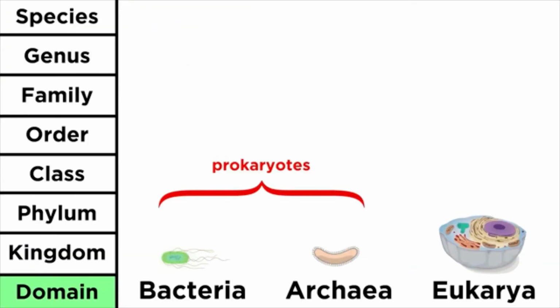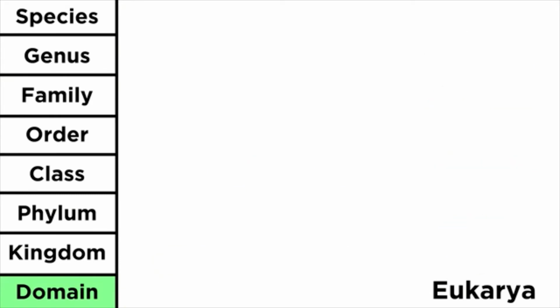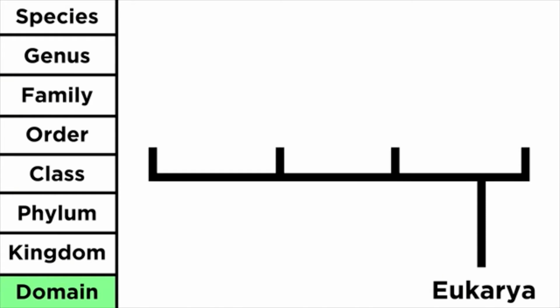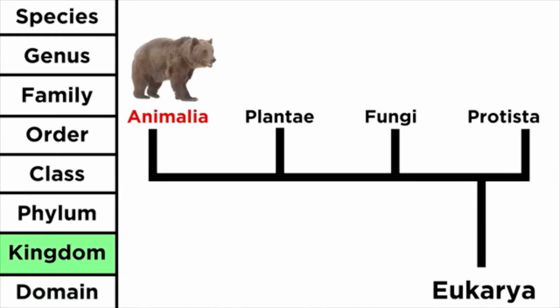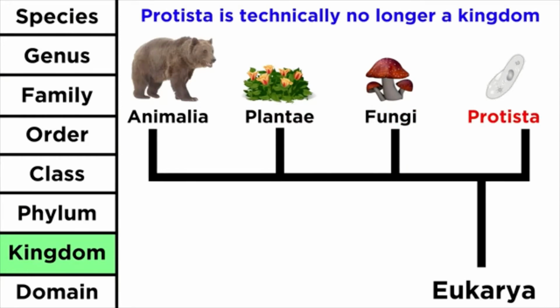Bacteria and archaea are the unicellular prokaryotes we talked about, and eukarya is all eukaryotes. This means unicellular protists as well as all multicellular life on Earth, including every plant and animal there is. Within the domain eukarya, there are several kingdoms. Animalia contains all animals. Plantae contains all plants. Fungi contains all mushrooms and molds. And Protista contains all the rest, although many biologists don't recognize this as a valid kingdom any longer.